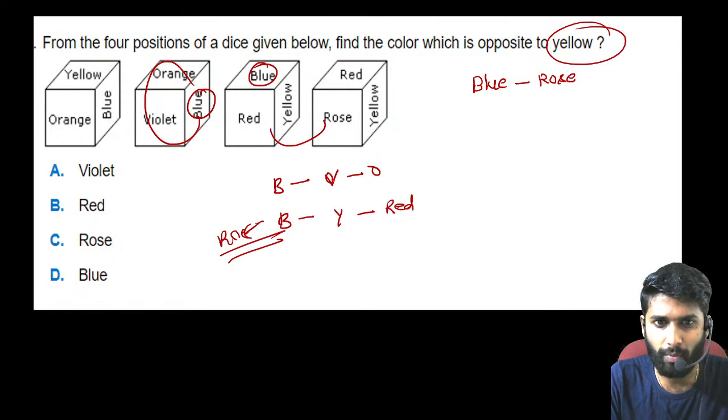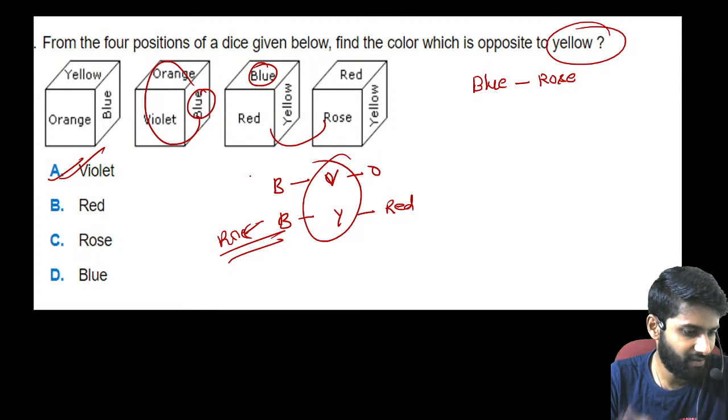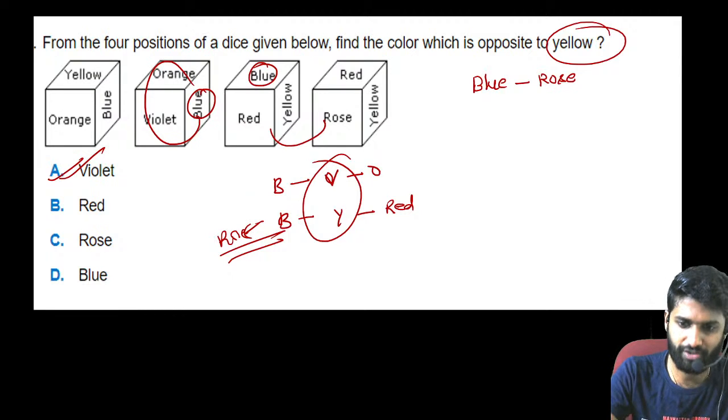But what is the question? What is the opposite to the yellow? Yellow is opposite exactly to violet. It's very good. So violet is the perfect opposite pair. Is it clear? Those are the questions we can expect from the model of closed die.